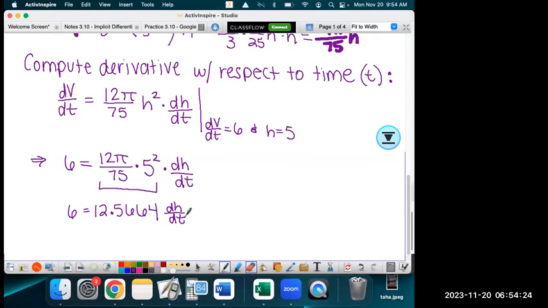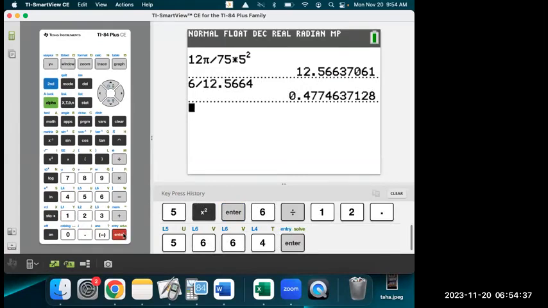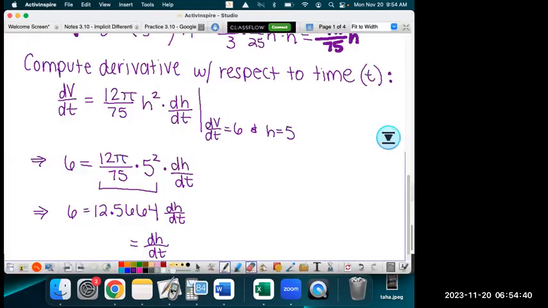Divide that to the other side, and we get that the change in height with respect to time when the height is 5 is 0.4775. What would the label for height be? Meters per, what's the label for time? Minute. And that is the answer that we were looking for here.